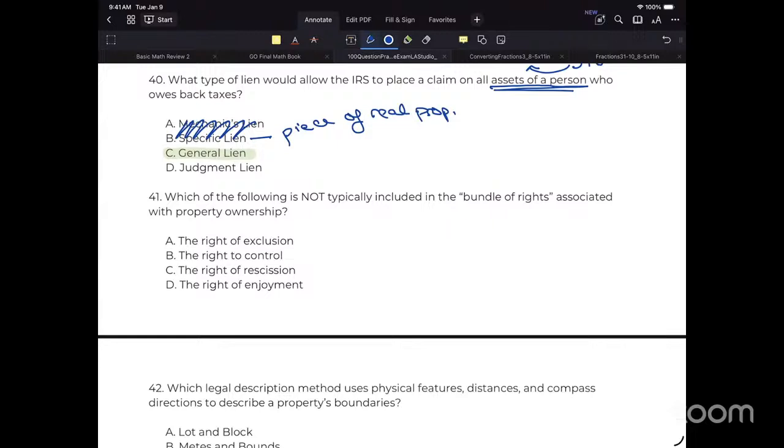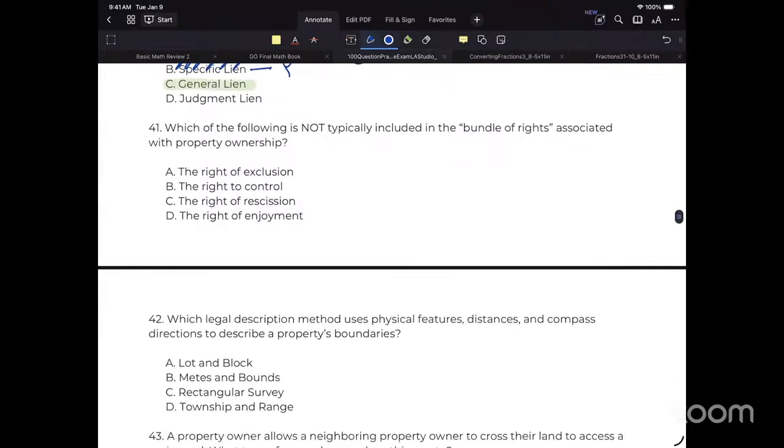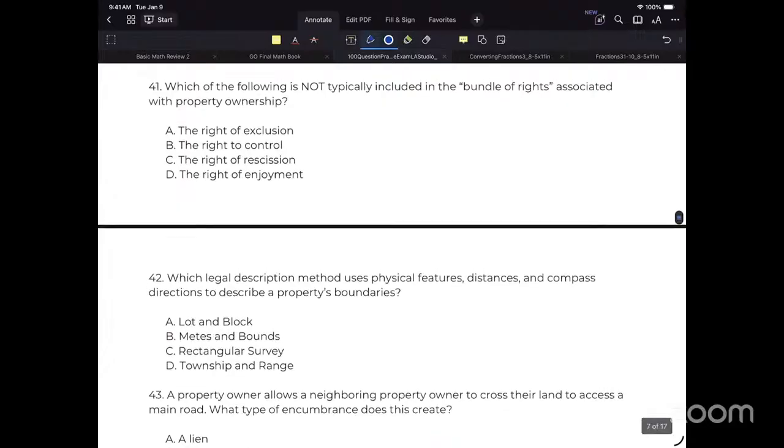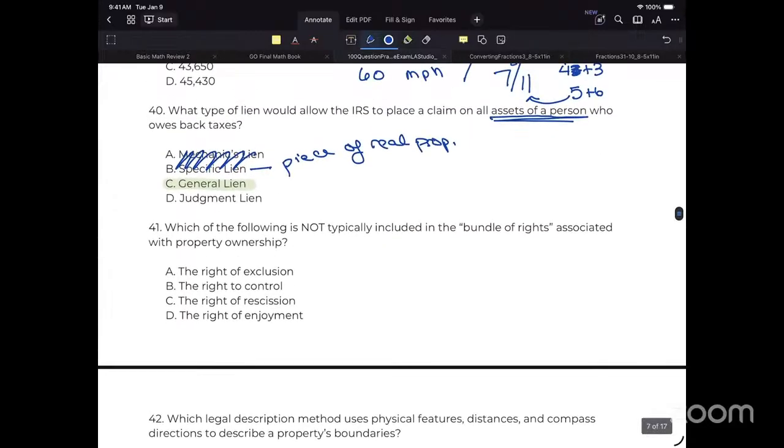Right? And a judgment lien is when you owed money, like you spent money or you didn't pay somebody something. That's a judgment lien, right? The government's going to put a general lien against you. All right. And you know what? It is a general lien. Yeah, I would not go with judgment lien on that one because judgment liens are when you really truly owe money. It's not going to be considered a judgment lien. It's an IRS lien. All right, 41.